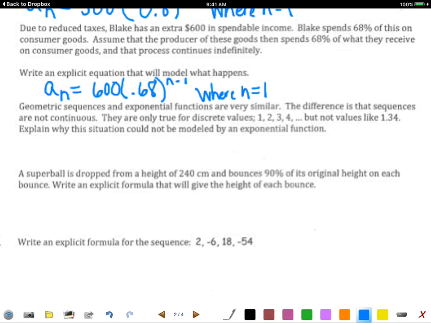Okay? Explain why this situation could not be modeled by an exponential function. So the situation with Blake, you could plot the first term, second term, and it would look exponential, okay? But why could we not connect all those points and call it an exponential function? Who has an idea?